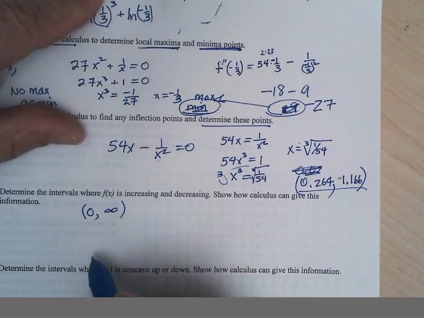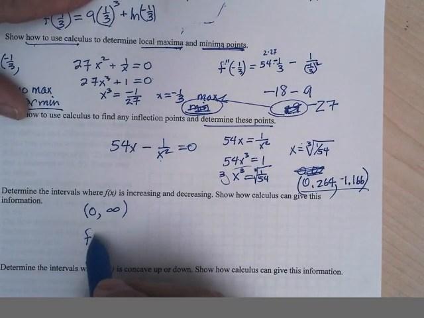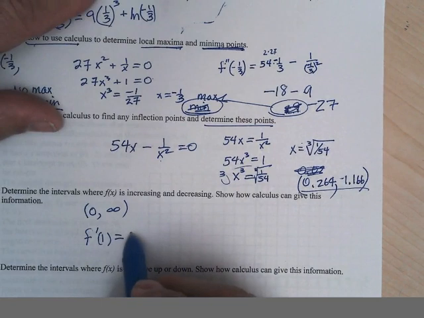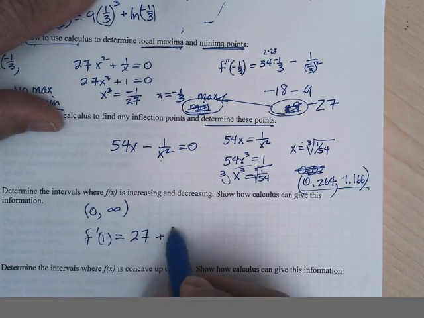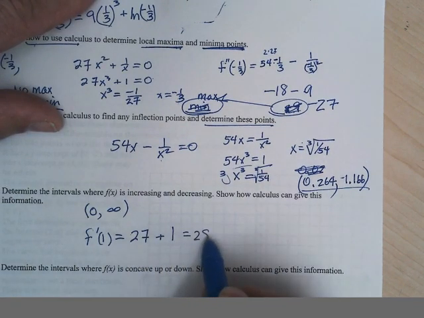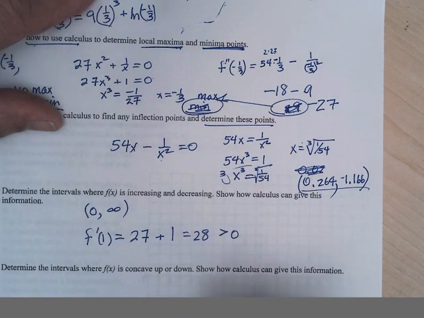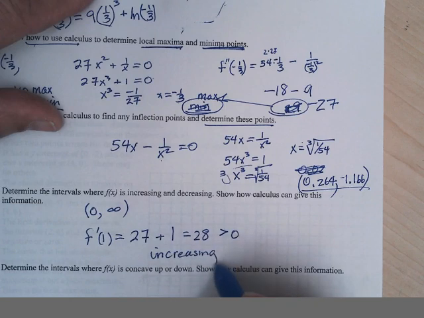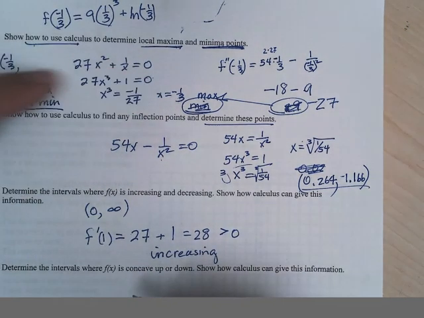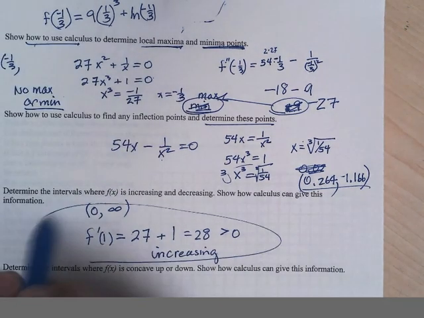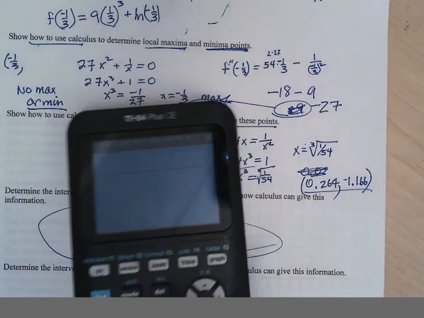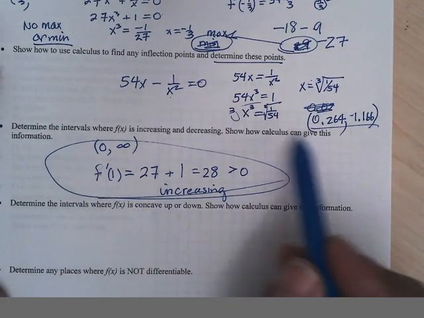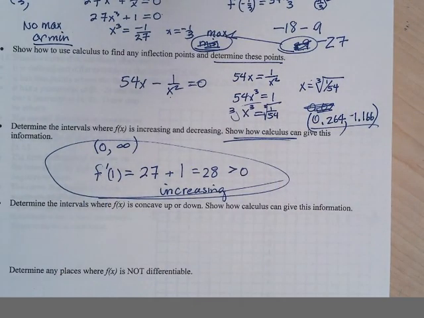into the first derivative to check the slope. So I'm going to do f prime of 1. If I put 1 in here, I get 27 plus 1 over 1, which is 28, which is greater than 0. It's positive, so the function is increasing. And since there's no other max or mins, it's always increasing in that area, which we could see on the calculator. But I have to show some calculus here. Show how calculus can give this.